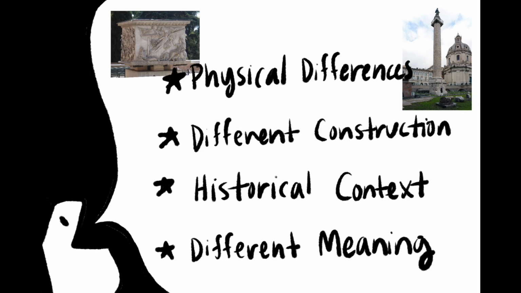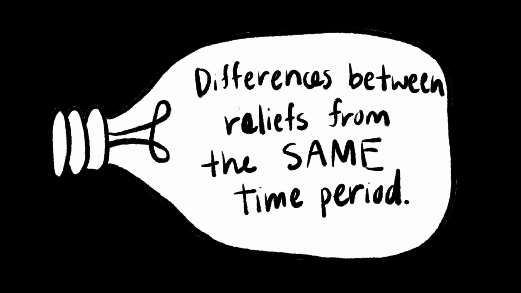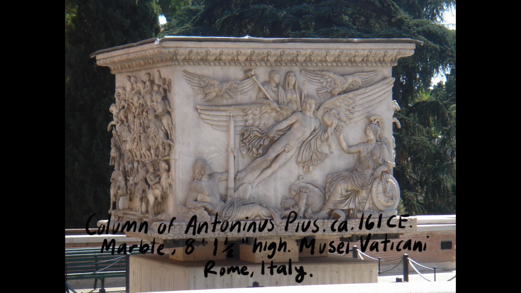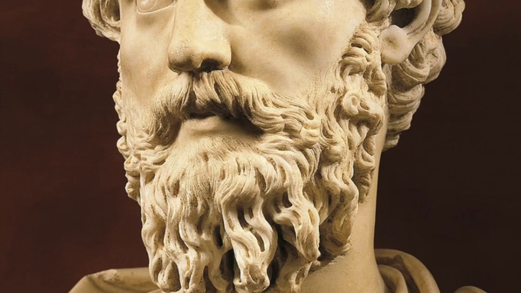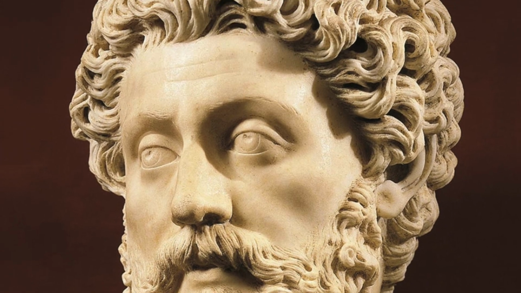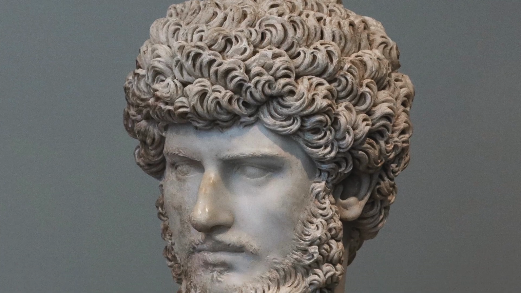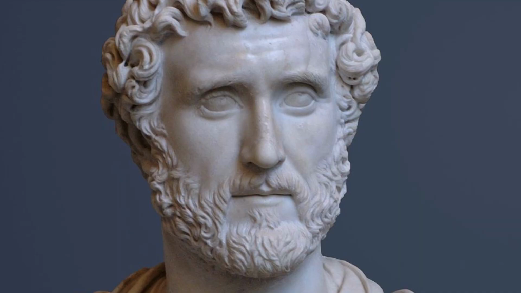I will be discussing the physical differences between the two column reliefs, like how they were made different from each other, and how it affects the meaning behind the reliefs. Overall, the main theme is the differences between reliefs from the same time period, ancient Rome. This here is the column of Antonius Pius. Artists behind most Roman artworks are unknown, but we do know the column was commissioned by Marcus Aurelius and Lucius Verus, the adopted sons of Antoninus Pius.